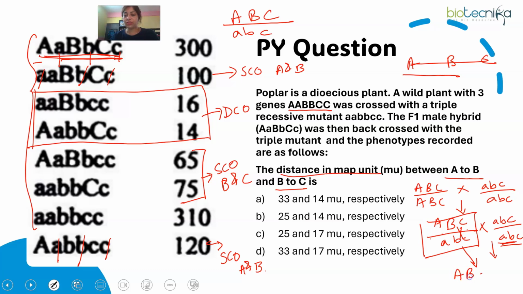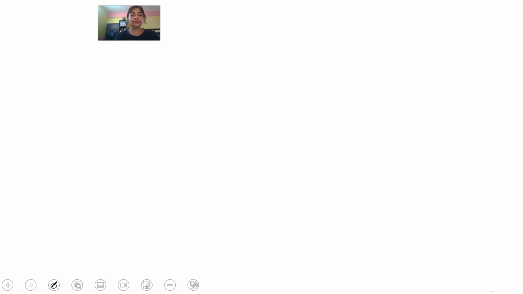So what all classes will you get? Capital A, capital B, small c, and small a, small b, capital C, right? So these are the two classes. So again, what will be the distance between B and C? It will be again that single crossover. So single crossovers here are 65 plus 75 and plus the double crossovers.